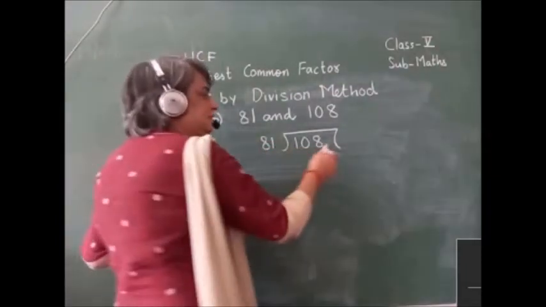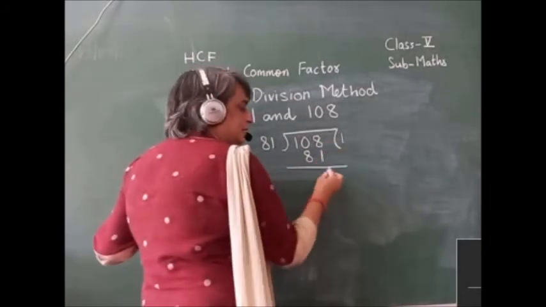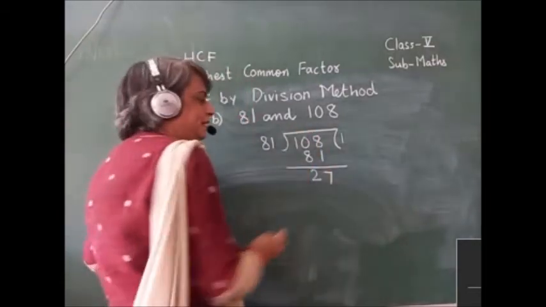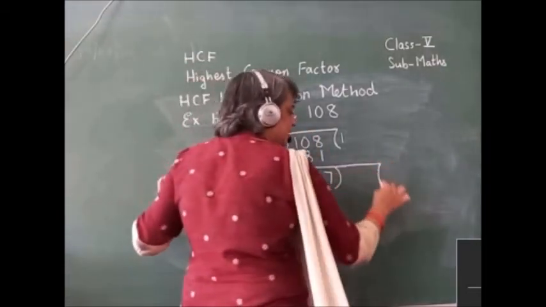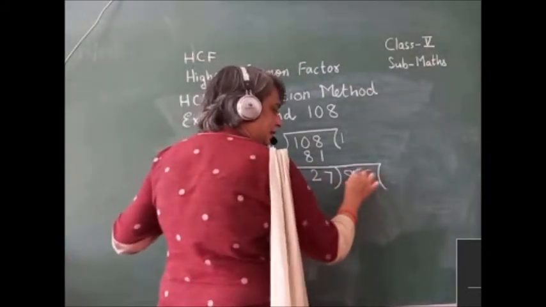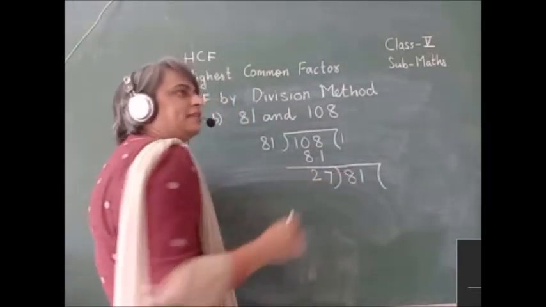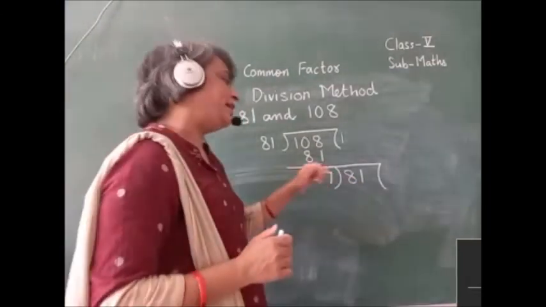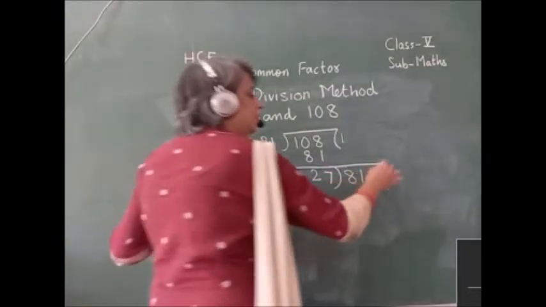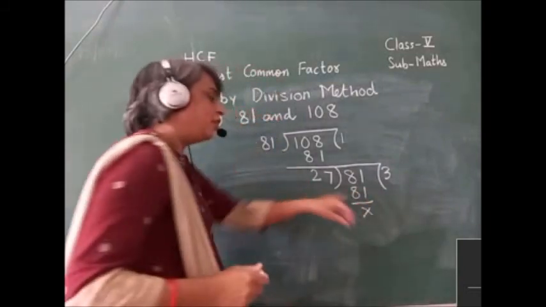Now 81 1s are 81. So 8 minus 1 is here 7 and 10 minus 8 is here 2. 27. Remainder is your 27. So you are going to write 81 inside and 27 outside. 81 is going to become your dividend and 27 is going to become your divisor. Now in 27's table you are going to check when 81 is going to come. So 27 3s are 81. Cancel. We are not left with any remainder.